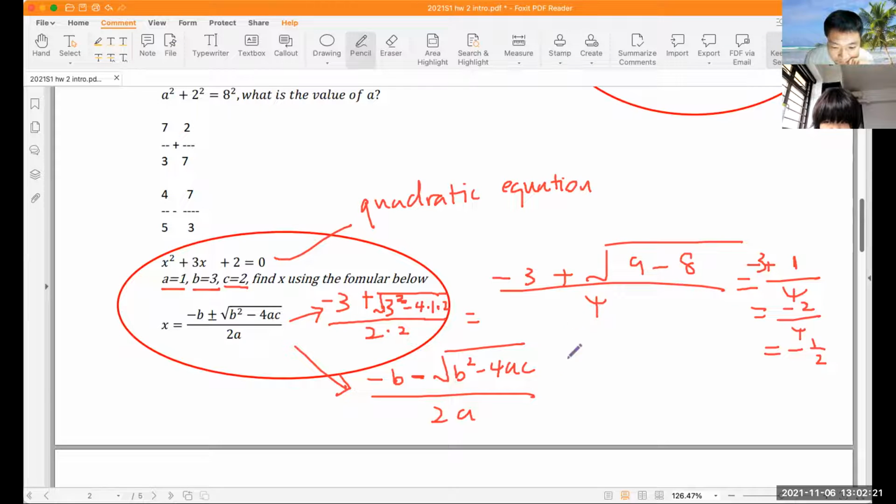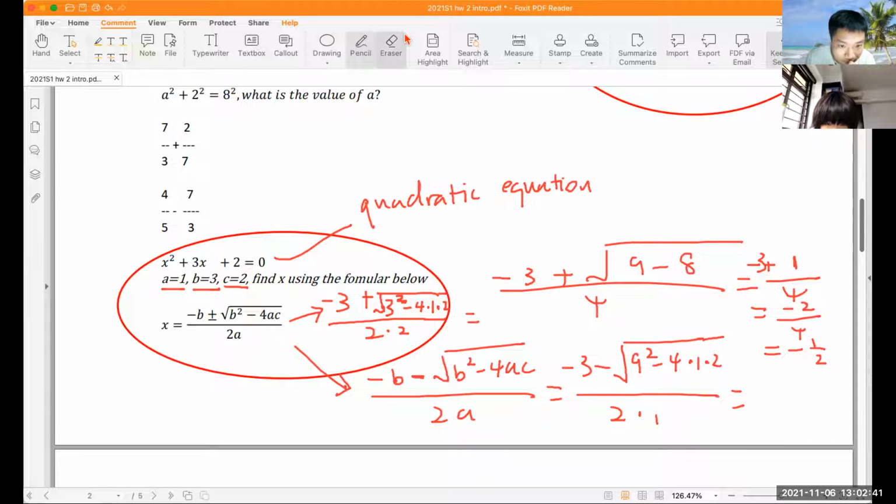Okay, next. Below. Similarly, replace B with 3. Then the rest also with 3. Then 4 times 1 times 2. And then I have 2 times 1. Oh, I make a mistake here. A is 1, not 2. So it's not 4, it's 2. So that means the answer is 1, negative 1.